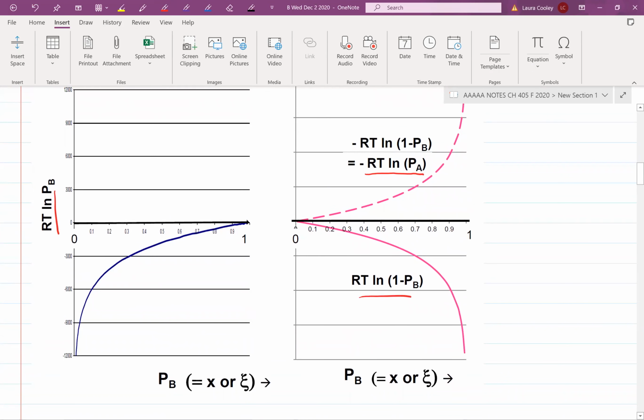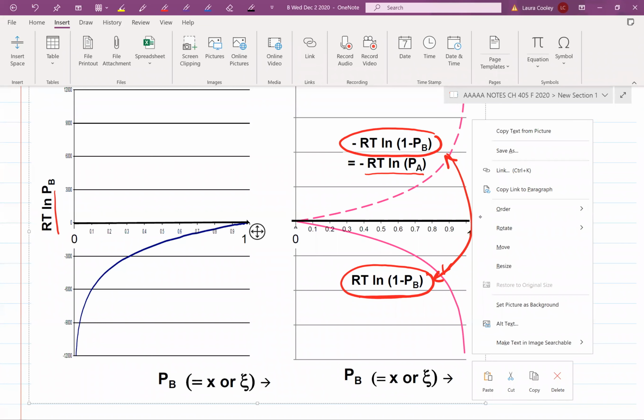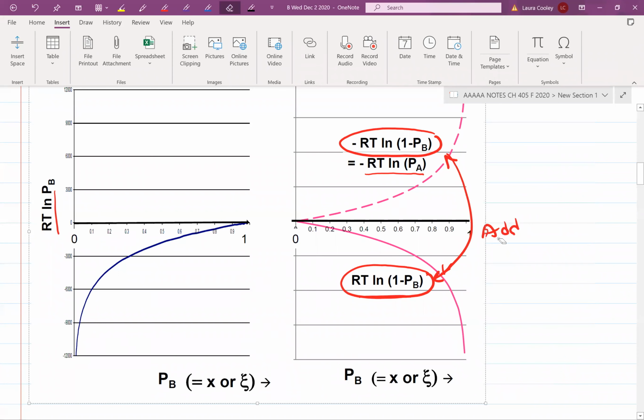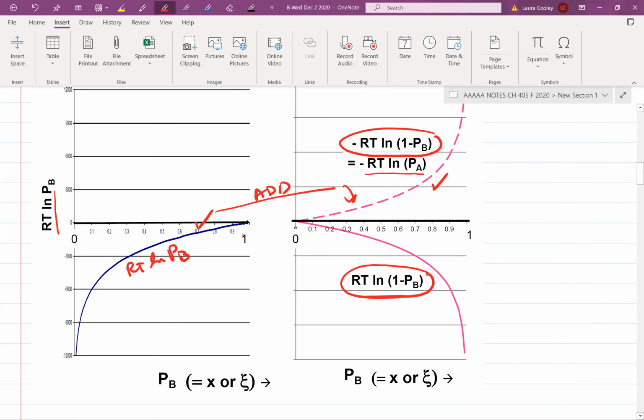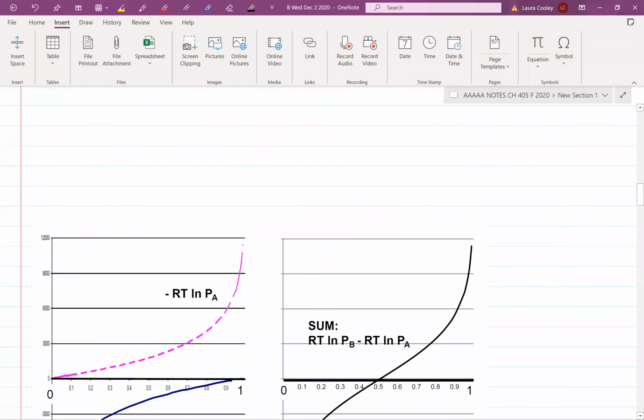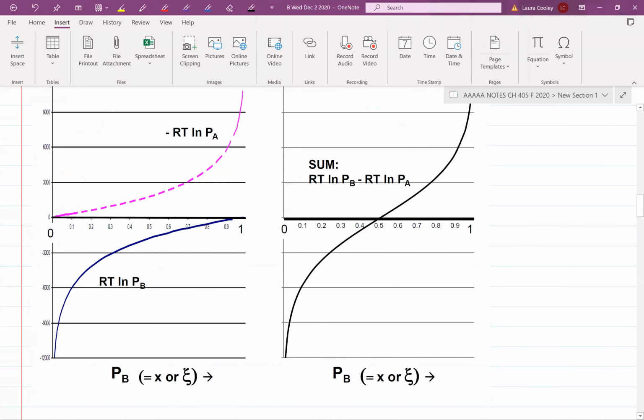Okay, so now what we want to do is add these curves. So, no, not those two. Wait a minute, that's not the curves we want to add. We want to add this curve. This is RT log PB. We want to add this curve and this curve. So these are the two that we want to add. I put them on the same graph, and that's what they look like.